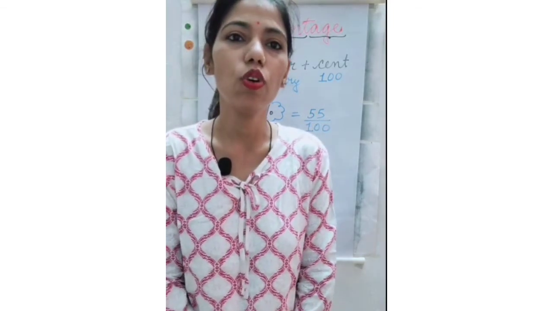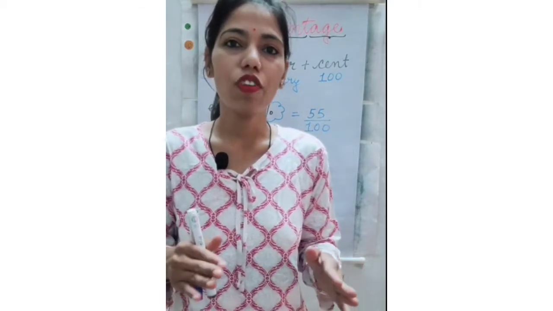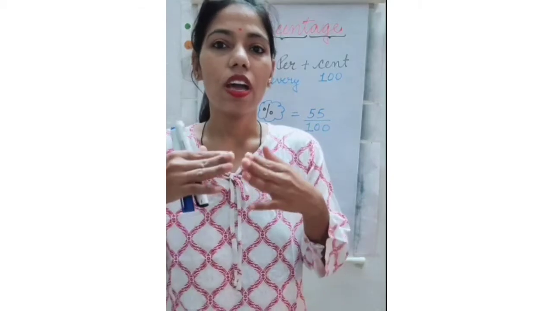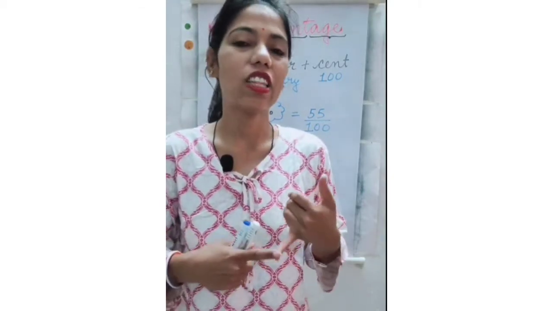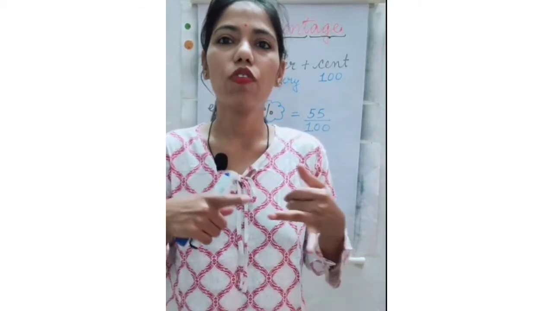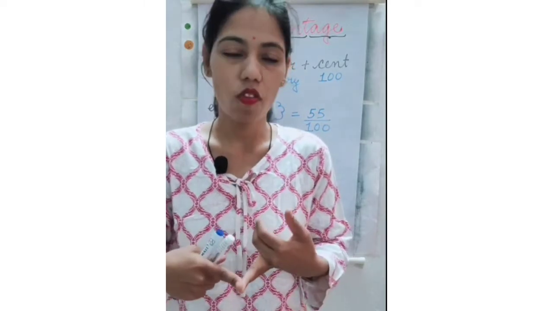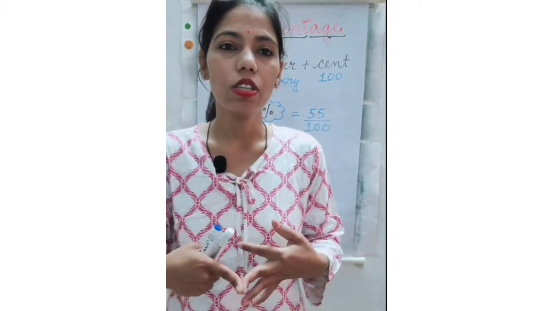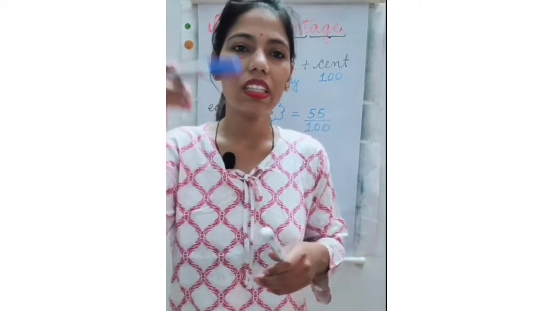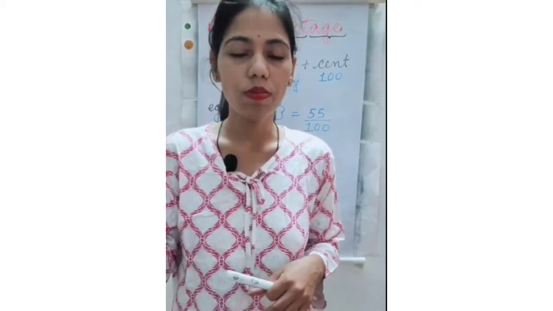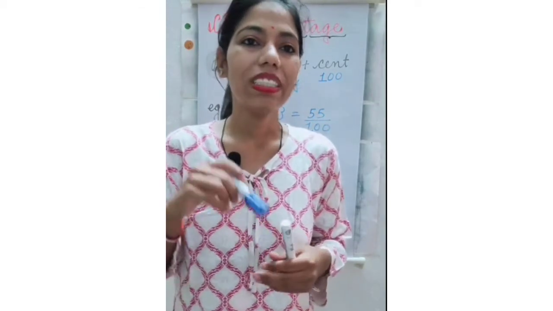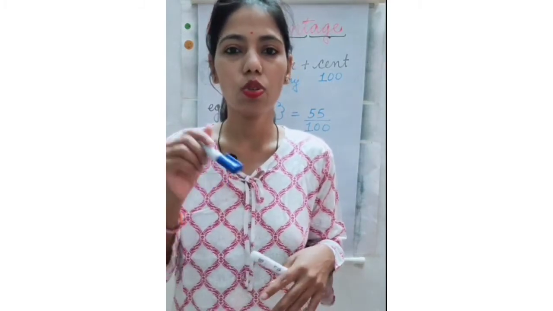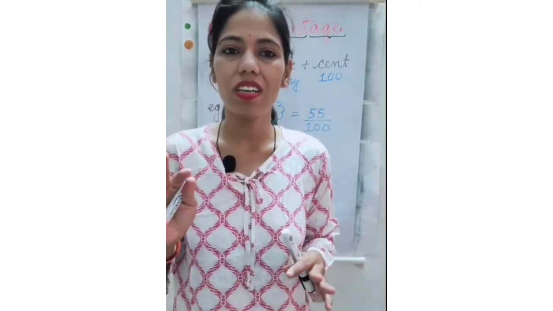So what we have to do: a grid is given and we have to write the shaded part and unshaded part as fraction. First we will write it in the form of fraction. After that we will write it as decimal, and at the end we will write it as percent. So now let's start counting the number of rows and columns. There are 10 rows and 10 columns. So 10 into 10, 100. So the total small square boxes are 100.